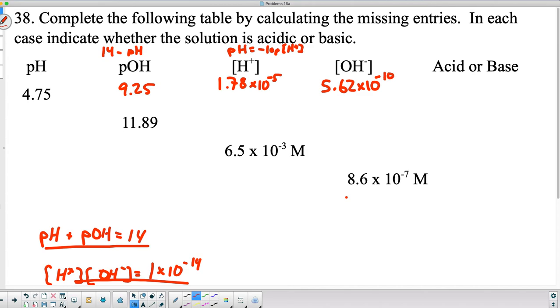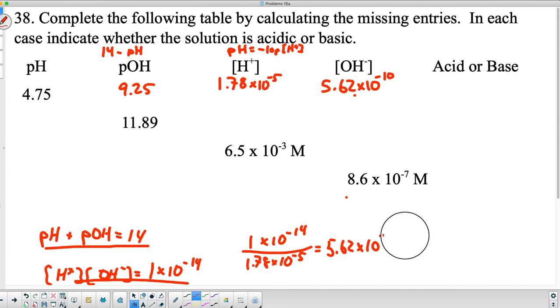Okay, so let me just write down again what I did for this one right here. I took 1 times 10 to the negative 14 and divided that by the hydrogen ion concentration, 1.78 times 10 to the negative fifth. And what I got was 5.62 times 10 to the negative 10. Okay, so that's how you do the first one. You go all the way across. I'm going to do the second one for you, and then you guys will have to figure out how to do the rest of them.